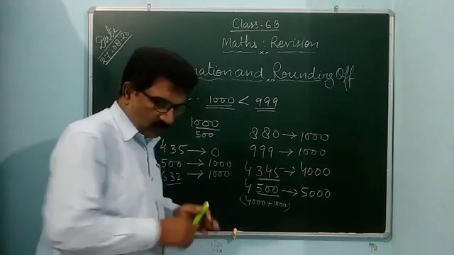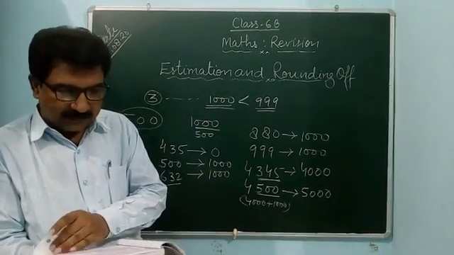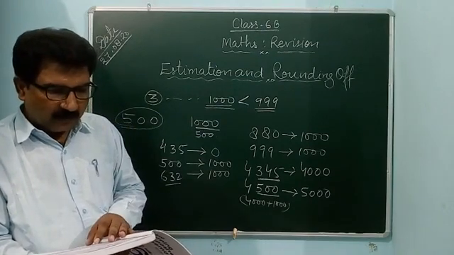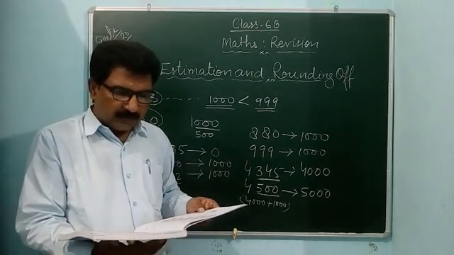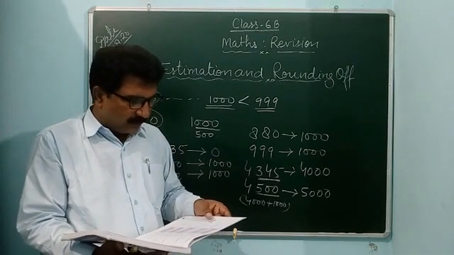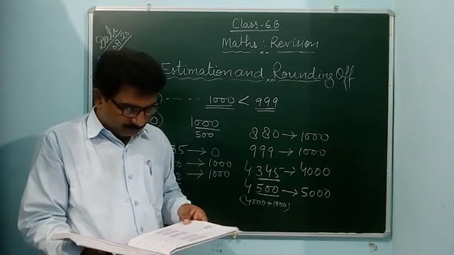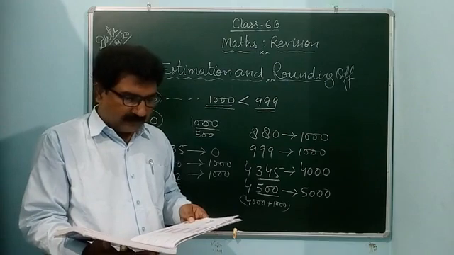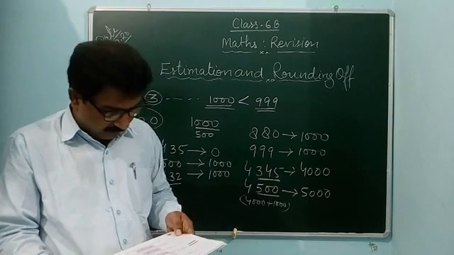So dear student, today we revised estimating numbers. Exercise 1E: round off to the nearest 10, the nearest 100, and the nearest 1000. I have given many examples, so you can round off those examples also. There are 15 examples you can see, as given in your book, page number 18.